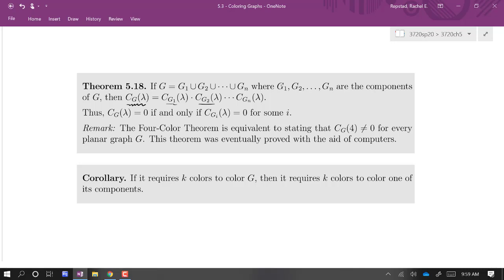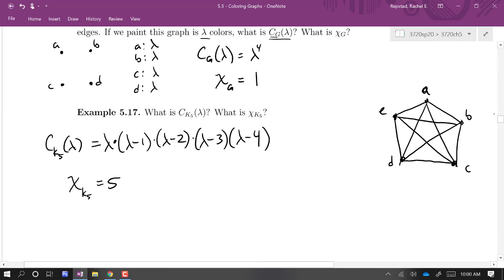And a result of that is that the chromatic polynomial C_G of lambda is 0 if and only if it's equal to 0 for one of its components. If I can't color a component, I can't color the graph. And the 4-color theorem is basically saying that C_G of 4 is not 0 for every planar graph. Now, we just looked at a graph where C_G of 4, we said, oh, look, this will be 0, but remember, K5 is non-planar. That was one of the results from the last section.